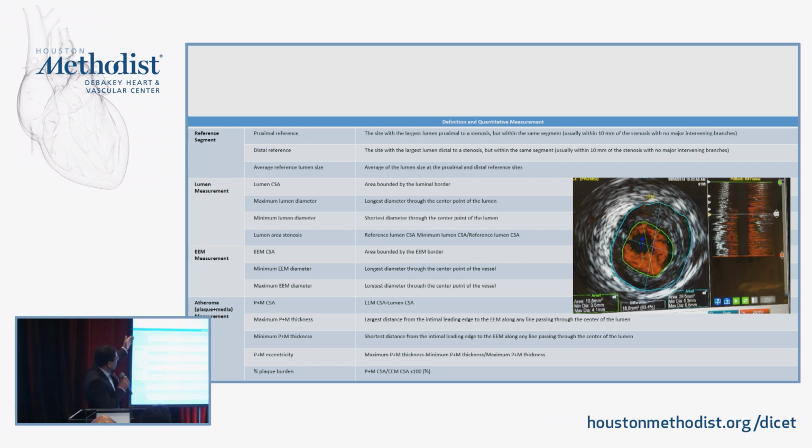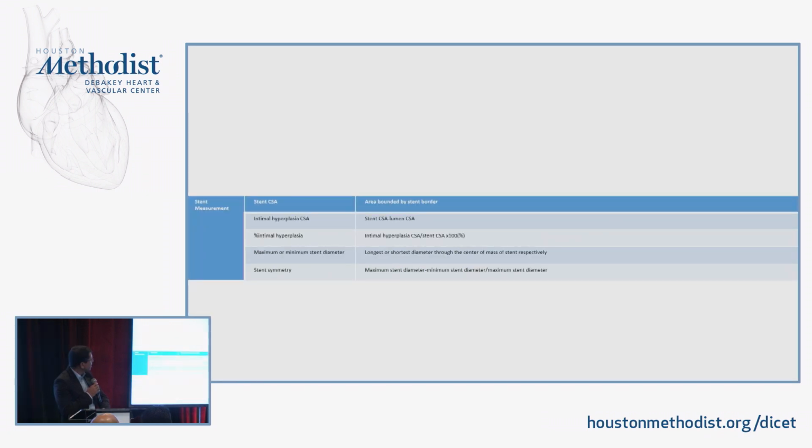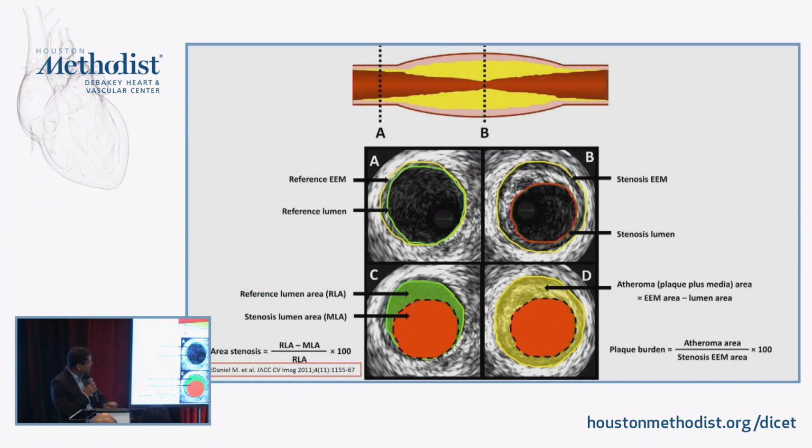You can make measurements at the distal reference, proximal reference, and average reference lumen size. You can make lumen measurements by just drawing the intima lumen border. If you want to measure the plaque burden and percent stenosis, this blue line is the plaque plus media, which is the adventitia media border. You draw that, minus the lumen, divided by plaque plus media, multiplied by 100, will give you percent stenosis. Similarly, you can use the measurement for stent diameter, minimum, maximum, and intimal fibrosis, and you can measure the percent stenosis also.